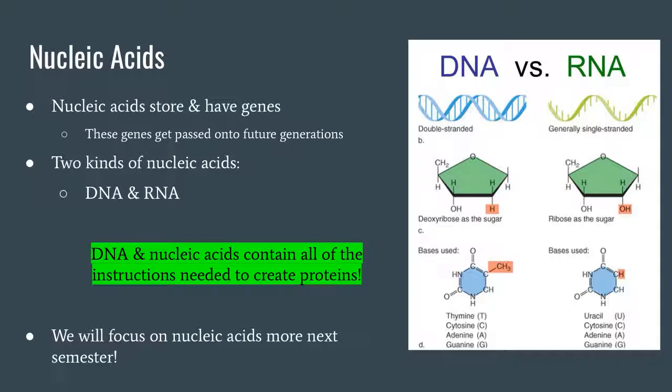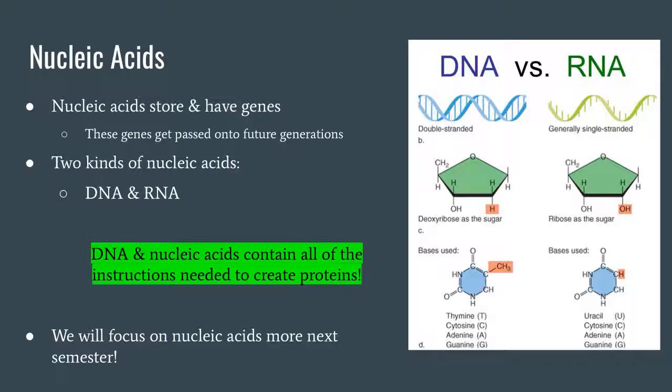Nucleic acids are really important because they store and have all of the genes that make us us. These genes get passed on to future generations. So you got half of your genes from your mom, you got half of your genes from your dad, and then what we did is we created you. So that is all because of the nucleic acids that carried those genes.